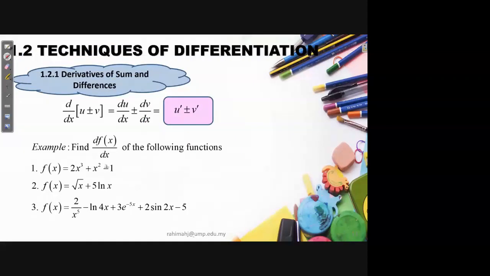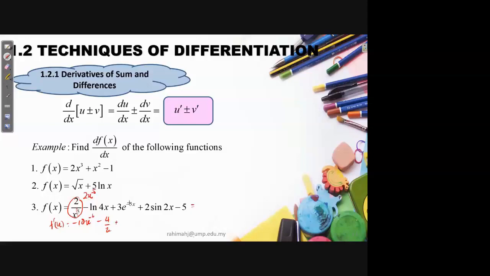So let's try to differentiate this because we don't have the solution to this, right? Before that, it's quite tricky, so let's rewrite this as 2 times x to the power negative 5. Differentiate the first term: negative 10 x to the power negative 6. Differentiate ln 4x: negative 4 over x.